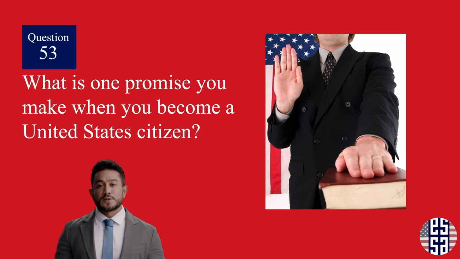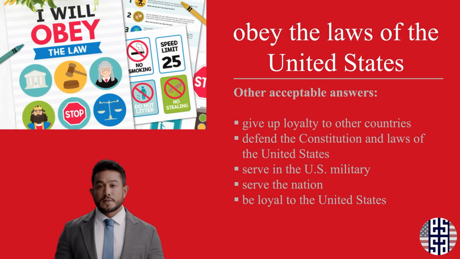What is one promise you make when you become a United States citizen? To obey the laws of the United States. Other acceptable answers include to give up loyalty to other countries, defend the Constitution and laws of the United States, serve in the U.S. military, serve the nation, or be loyal to the United States. But it is easiest just to remember to obey the laws of the United States.